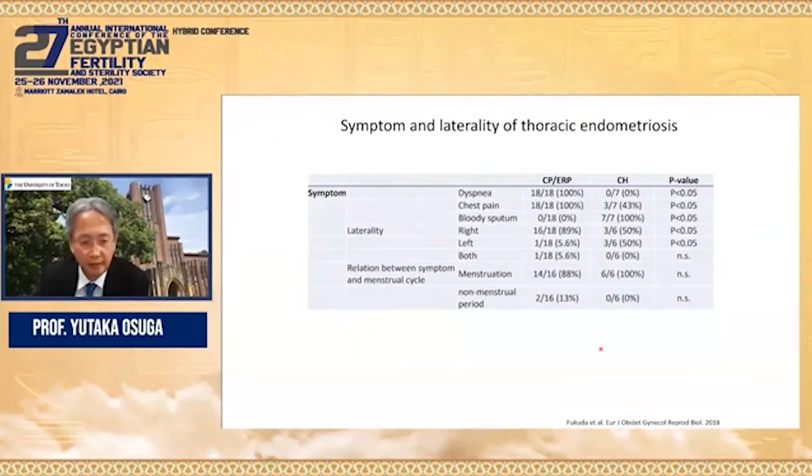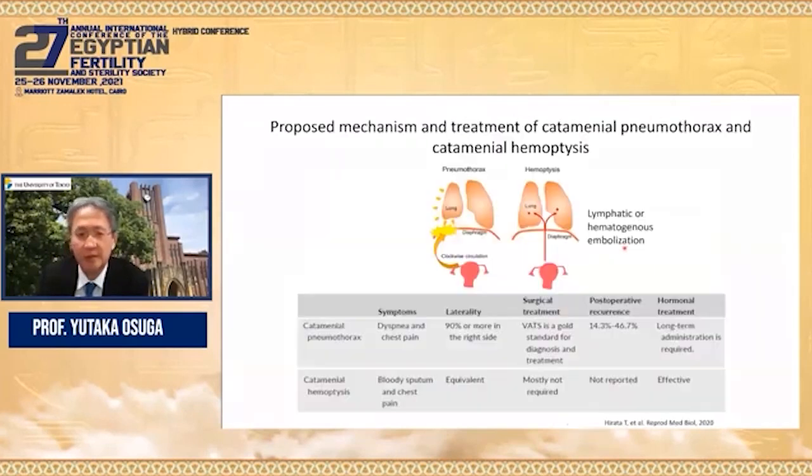The laterality of the lesions was interesting. As you can see here, the right side is dominant in the pneumothorax as expected, while both sides are equivalent in the hemoptysis. Why? Presumably, catamenial hemoptysis is caused by lymphatic or hematogenous embolization, which affects both lungs at random.